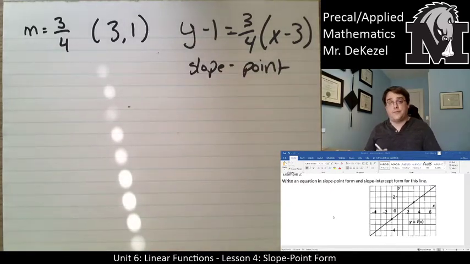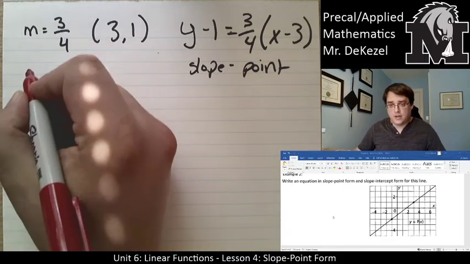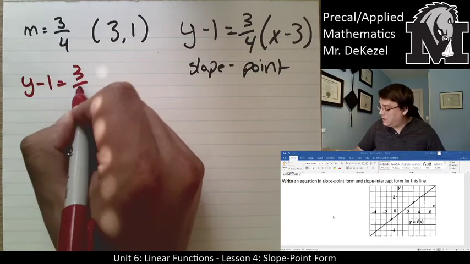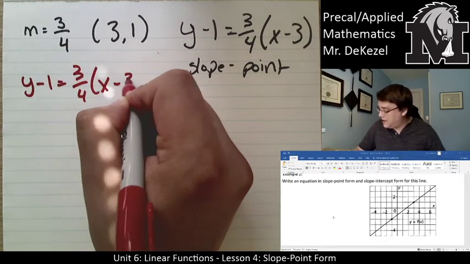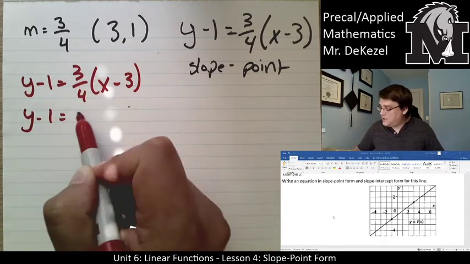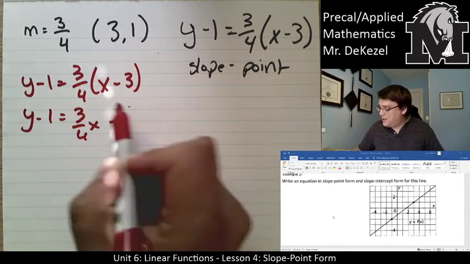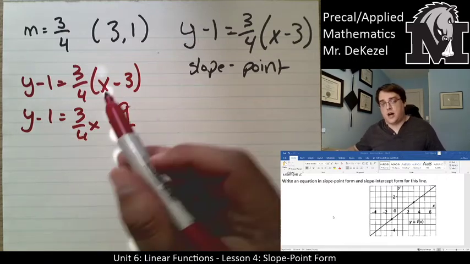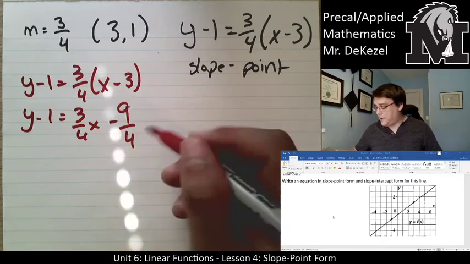So we can't find it from the graph, but we can find it from the line that we're given already. So we have y minus 1 is equal to 3 quarters x minus 3. We're going to work the 3 quarters through. y minus 1 is equal to 3 quarters x minus 9 quarters. All right, multiply the top values and leave the bottom.